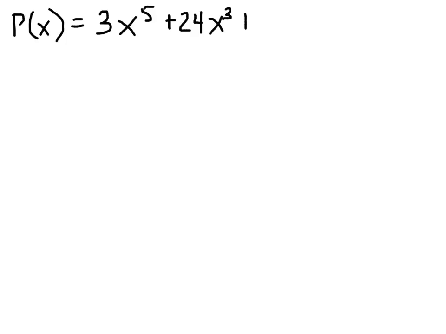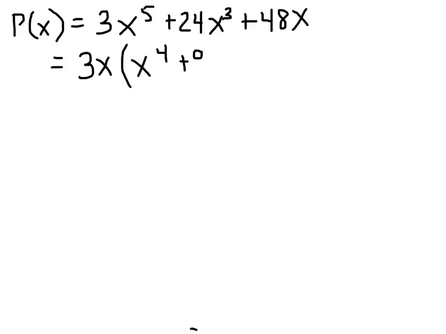Same thing goes for another type. Here, if I've got p of x equals 3x to the 5th plus 24x to the 3rd plus 48x. For this, I always revert back to factoring if I can. So the first thing I look at is, is there anything I can take out? Well, I can divide them all by 3, and I can take an x out of all of them. When I do that, it gives me x to the 4th plus 8x squared plus 16.